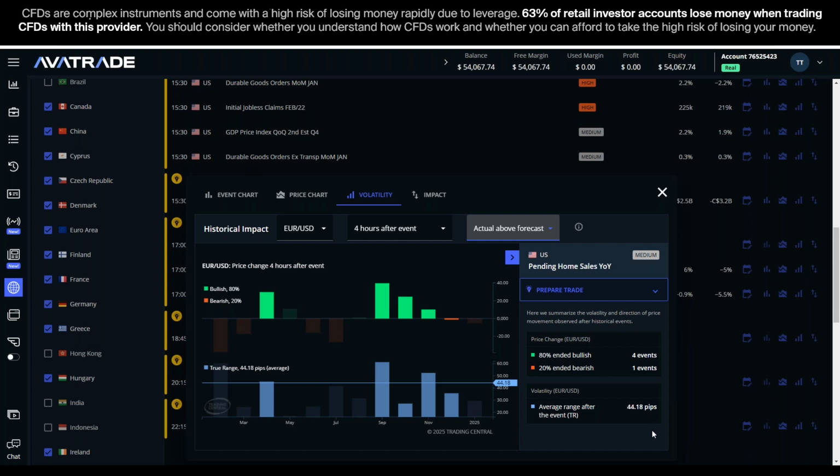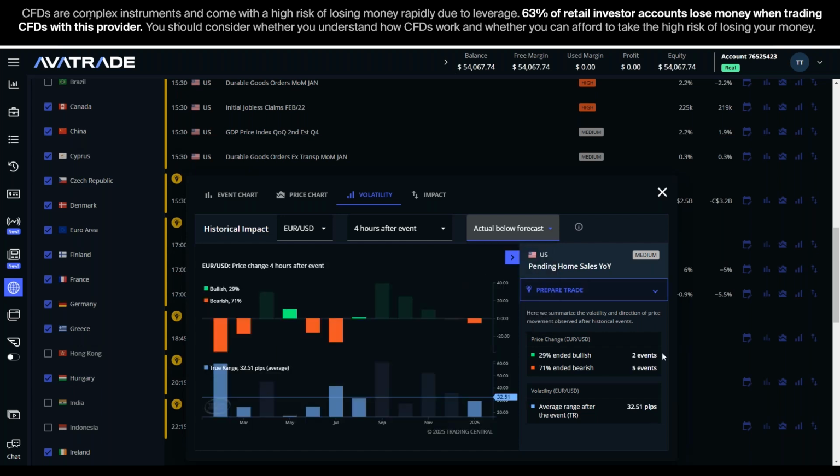Okay, what if this came in below forecast? Look at the exact opposite movement. So this tells you that there's a direct effect, this announcement, because when it came in one way, it was 80% up. When it comes in the other way, it's 71% down. So it's the flip reaction. And the ones that went up didn't go up by much. And the ones that went down bigger.